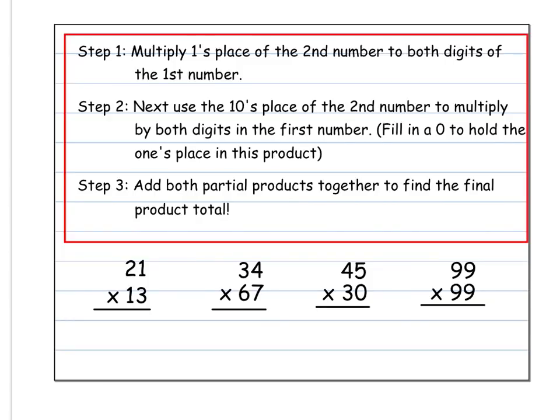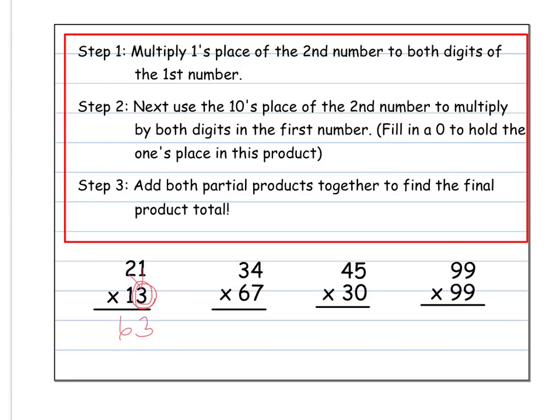All right, here are the steps if we are doing multiplication of a 2-digit times a 2-digit or a 3-digit times a 2-digit, things like that. So you should pause and write these steps down. The first step is to multiply the ones place of the second number. If we're looking at this 21 times 13, we're talking about the 3. It's in the ones place of the second number, and we multiply it to both digits of the first number, to the 1 and to the 2. So let's do that. 3 times 1 is 3. 3 times 2 is 6.